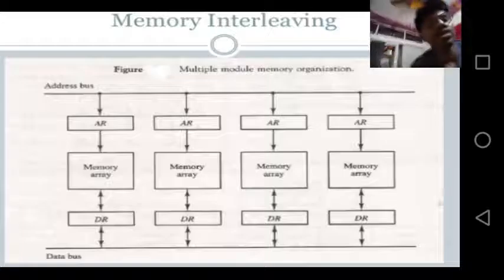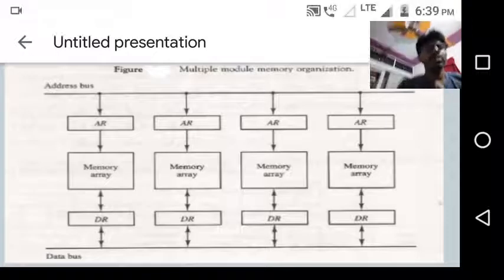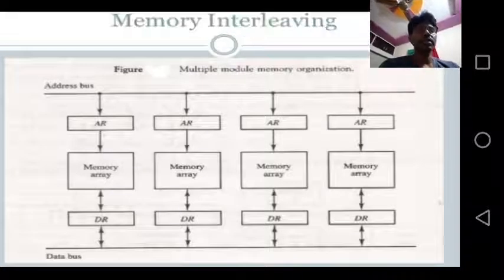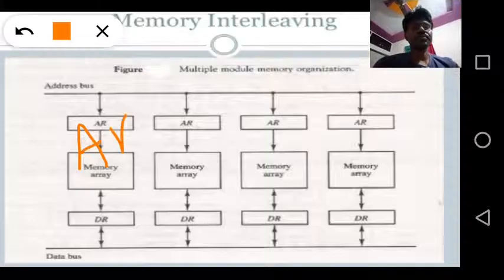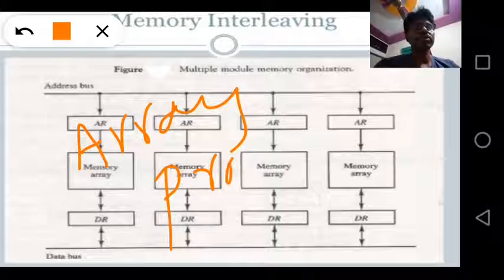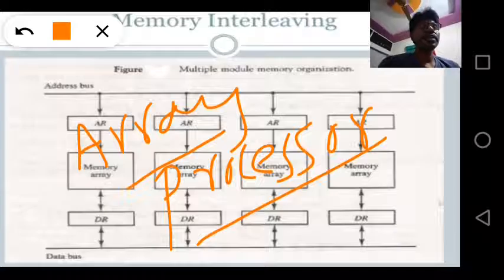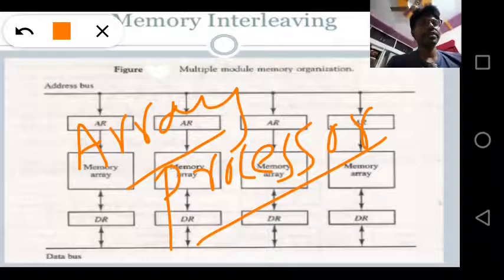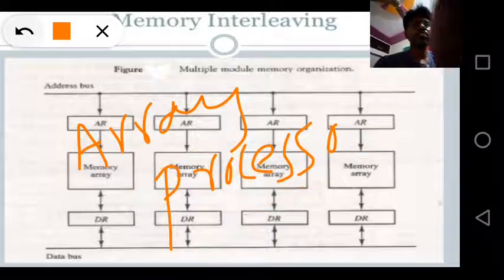Hi all. Now we will see an important topic, that is array processor. But before going to discuss about array processor, let's try to understand an important concept called memory interleaving.